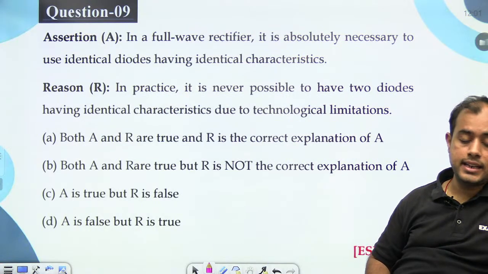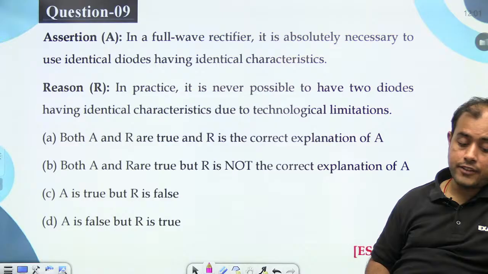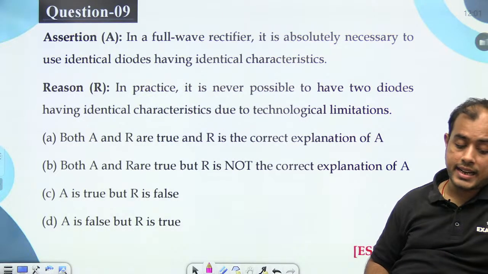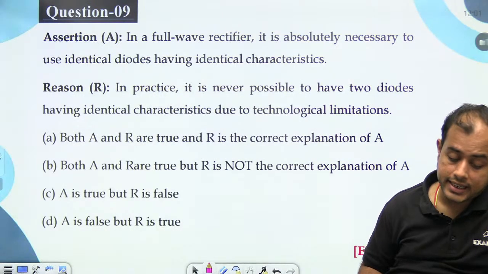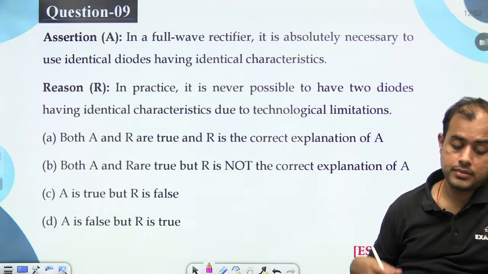ESE 2010. In a full wave rectifier, it is necessary to use identical diodes having identical characteristics.